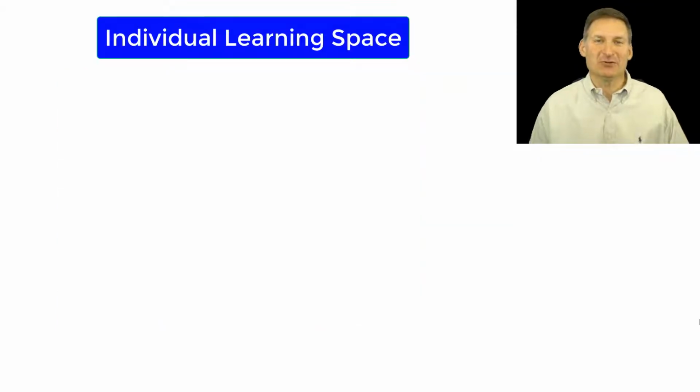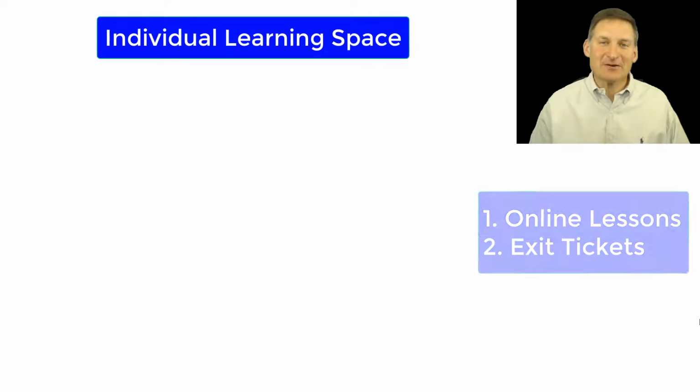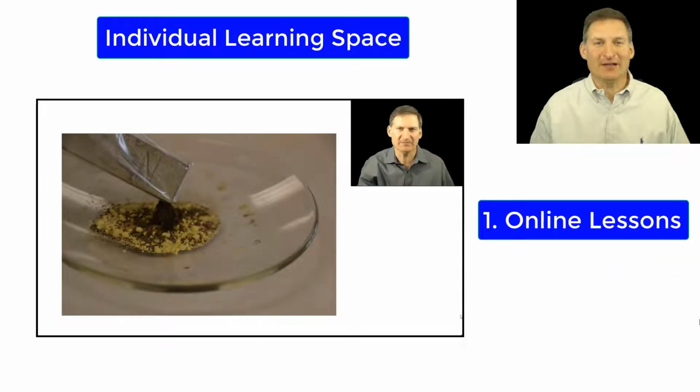Let's start with the individual learning space. In other words, what students are expected to do at home. Just about every night, students will be asked to do two things: online lessons and exit tickets. First, they'll need to complete one or more online lessons.